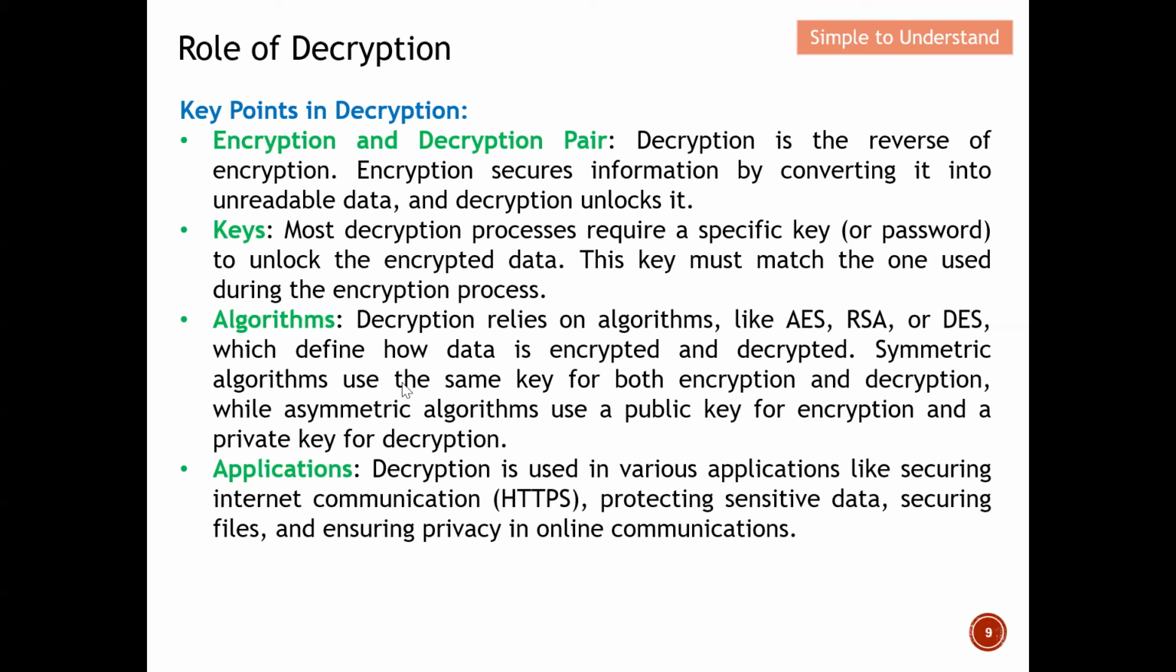Nowadays, we have asymmetric algorithms. Basically, they use two forms of key. One is the public key, another one is the private key. The public key is used for encryption, and the private key is used for decryption. Where are the applications for encryption and decryption?